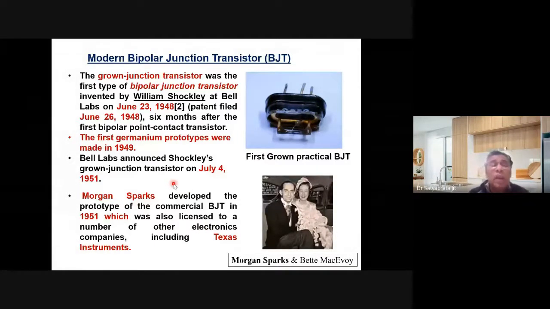So now here you can consider these things, and in this development, just note carefully. In this BJT development, there was no contribution of Bardeen and Brattain. Bardeen and Brattain initially gave the concept of the point contact transistor, but the modern BJT was conceptualized by Shockley, and it was implemented under his direction in 1949, and the Bell Labs announcement was made on July 4, 1951. And at the same time Morgan Sparks prepared the BJT structures for commercial purposes, and licenses were distributed to various companies.